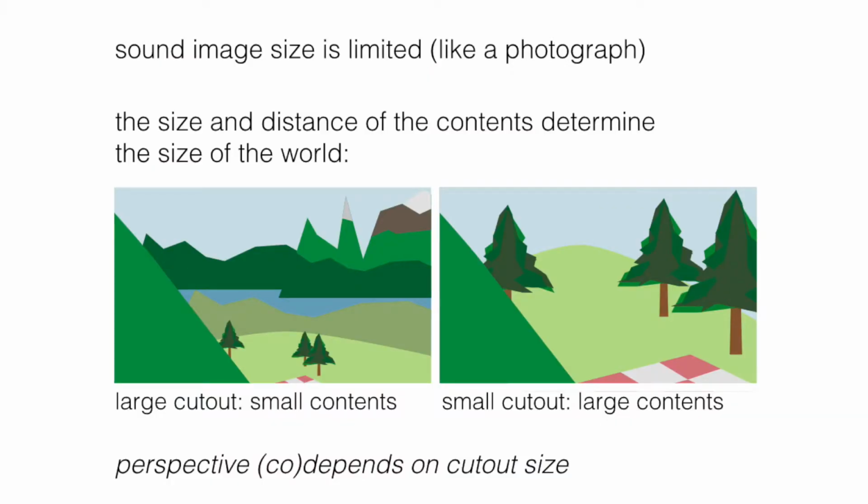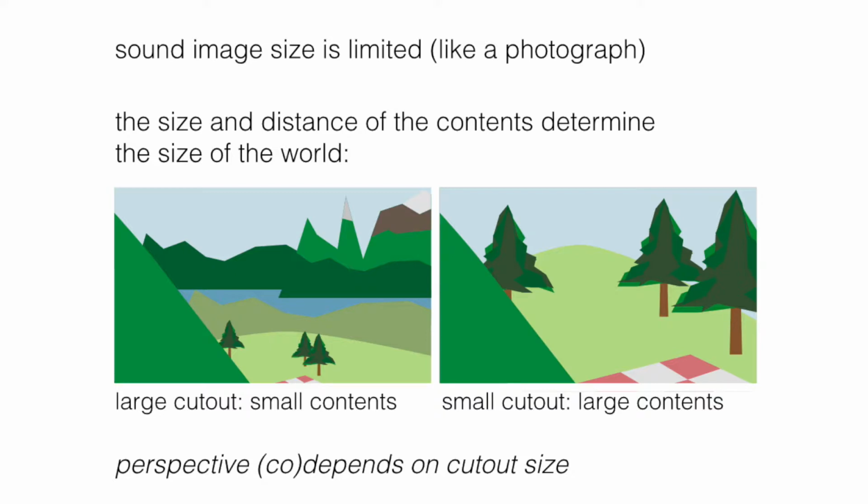So the first thing to note is that sound image size is limited. It's very similar to taking a photograph of a landscape. The photograph will determine where the landscape is cut off. Within the photograph, you're actually free to do whatever you like. So if you stand further away or if you use a wider lens, then you can actually capture more of a landscape. And if you use a zoom lens or move closer, then you capture less, but you can zoom in more on individual aspects of the landscape.